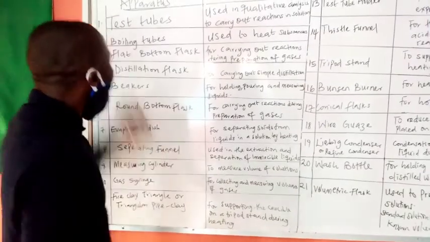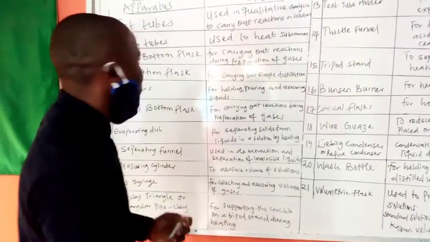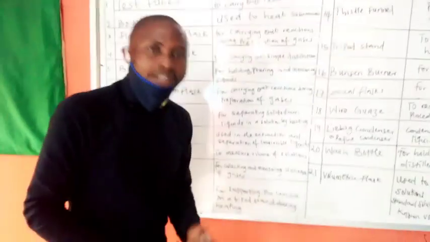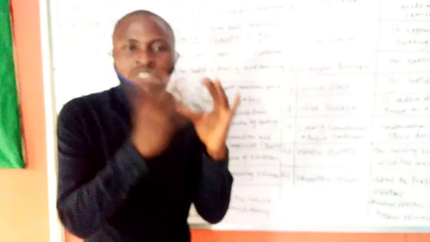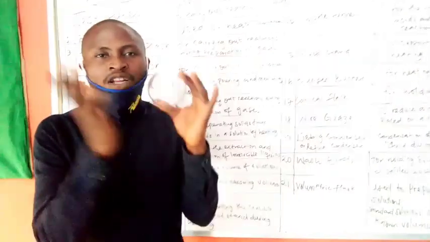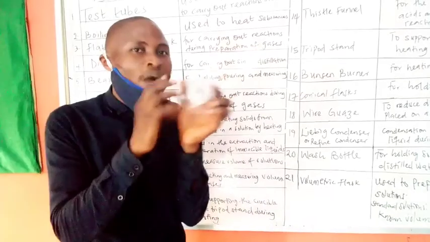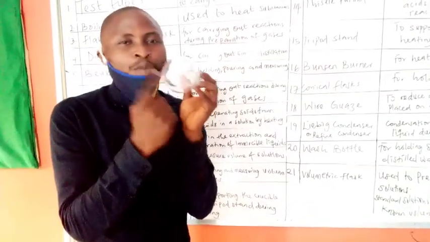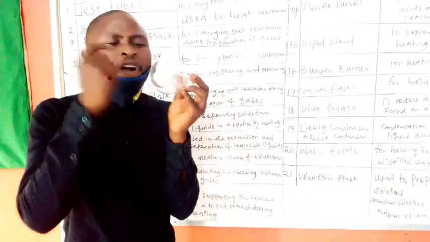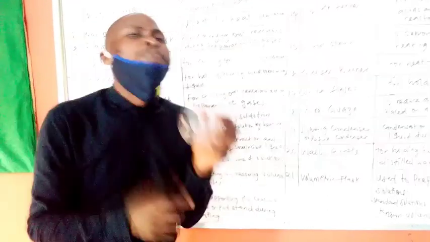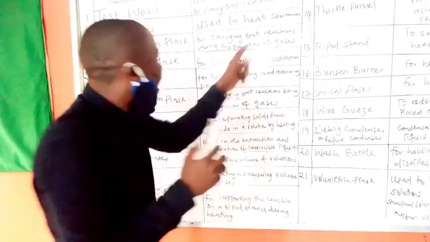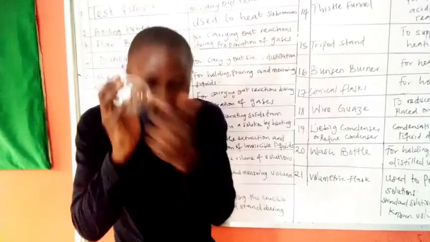Thereabouts, we have the flat bottom flask, FBF. It is used for carrying out reactions during preparation of gases. This is what a flat bottom flask looks like. It has a flat bottom. That is why it is called flat bottom flask. It is used for carrying out reactions in the preparation of gases. Underline that, preparation of gases.